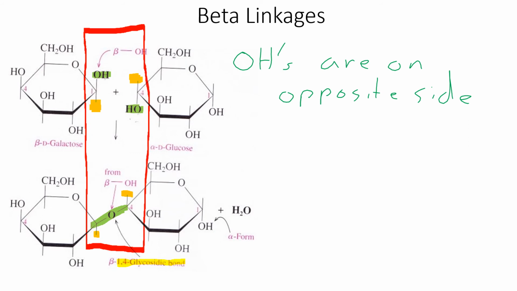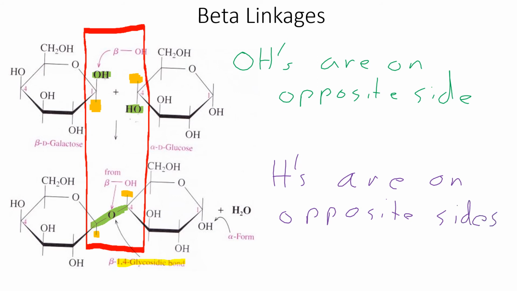So if you're just looking at the disaccharide and you're trying to figure out alpha versus beta, the easiest thing might be to look at the hydrogens, because the hydrogens will quickly tell you the story. Notice how the hydrogens are on opposite sides. One's up, one's down. So this creates a different geometry in terms of how this would actually look in 3 dimensions.